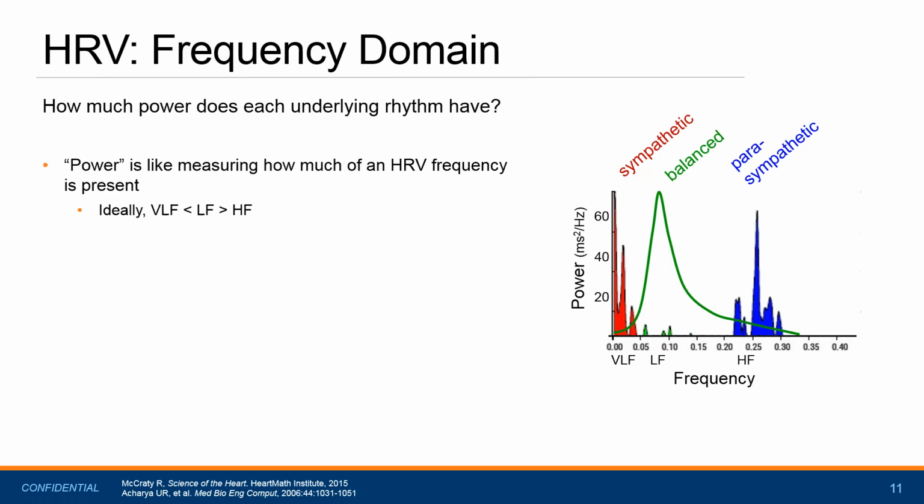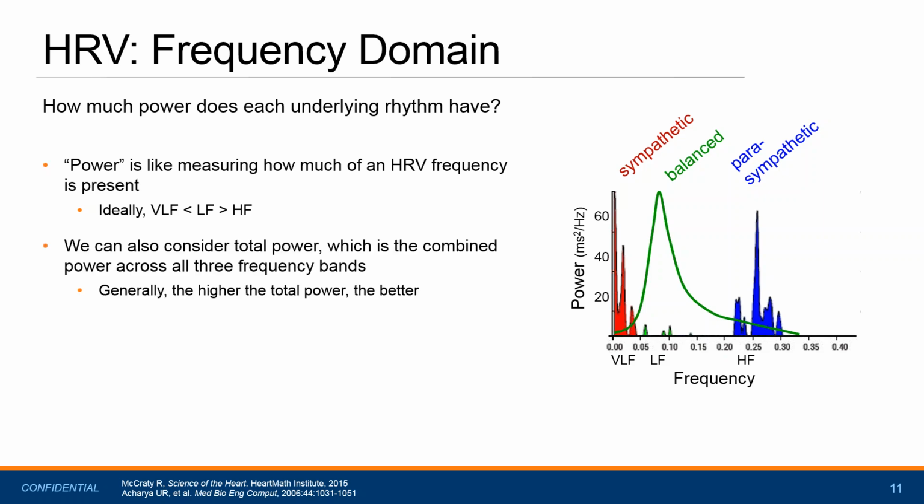Now, ideally, we would like to see the low frequency power as the highest number present, meaning most of our power is centered in that balanced frequency band. Now, we can also consider total power, which is the combined power across all three frequency bands. It's basically revealing vagal tone, vagal activity. Generally, the higher the total power, the better.